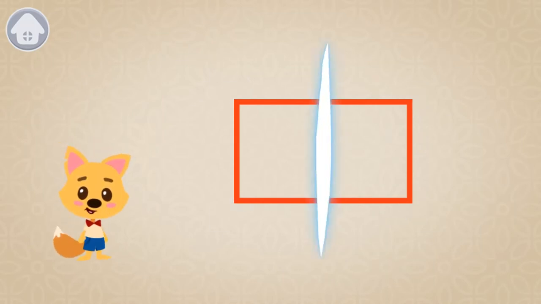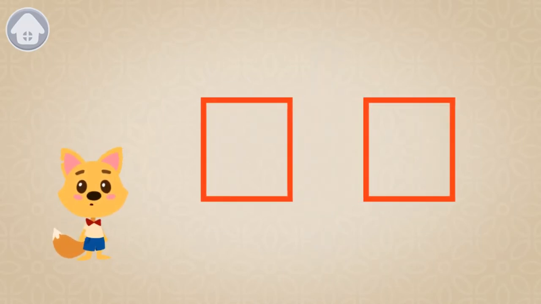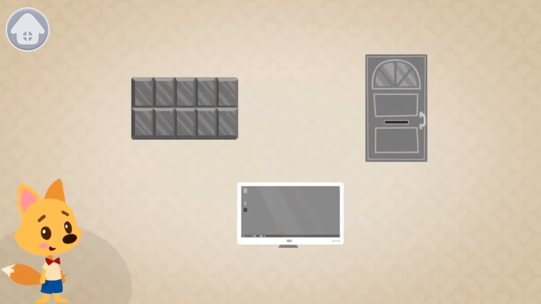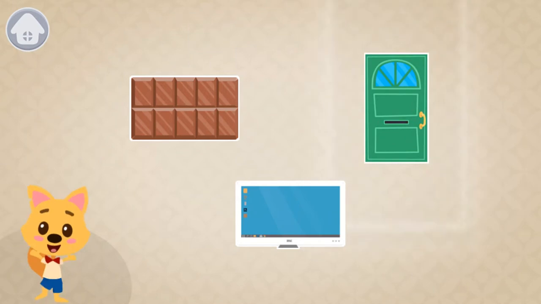This is a rectangle. It has four angles. 1, 2, 3, 4. The rectangle and the square are similar, but the rectangle can be higher or wider than the square. Tap on the rectangle. Super! Tap on all the rectangular items. Monitor, chocolate, door.